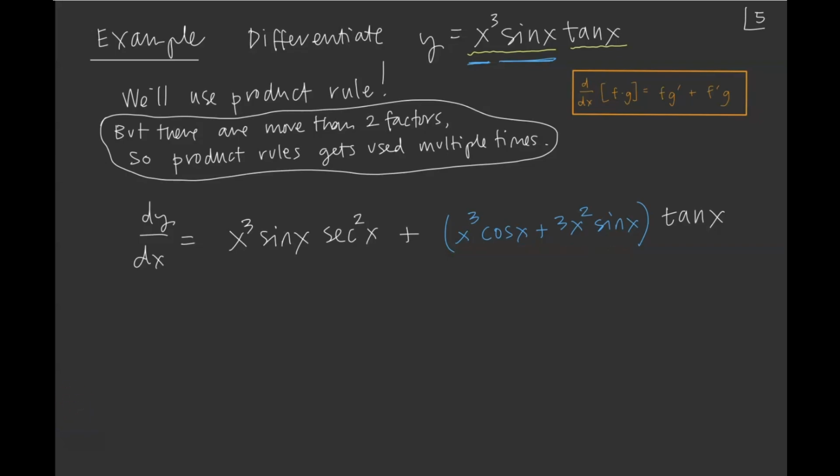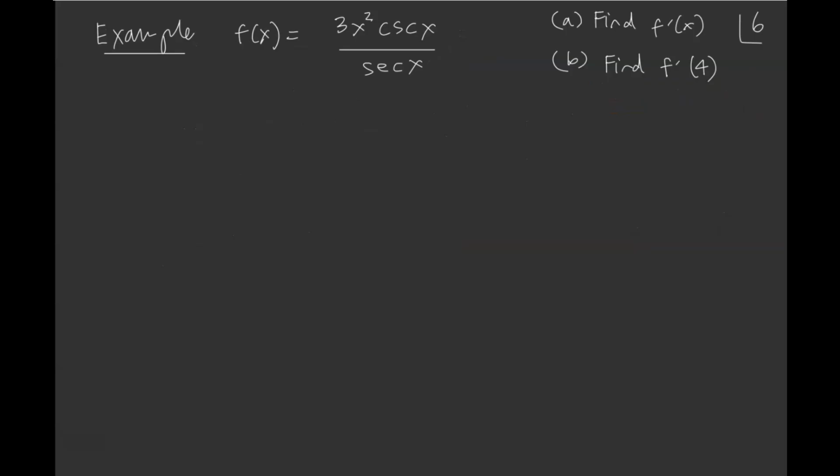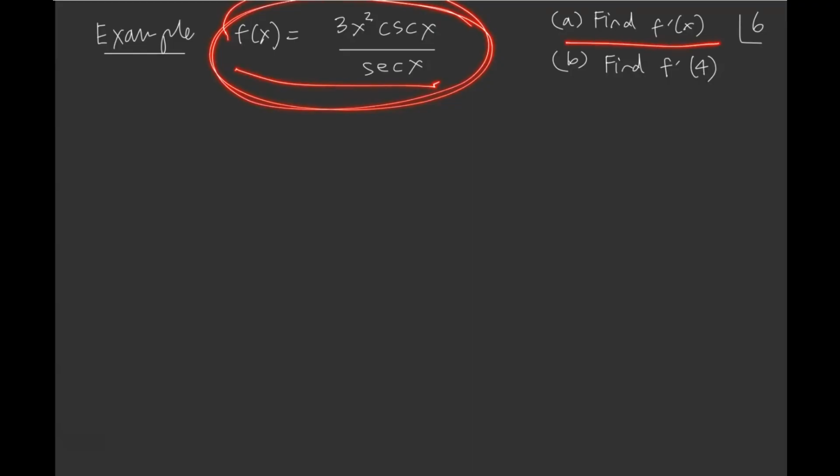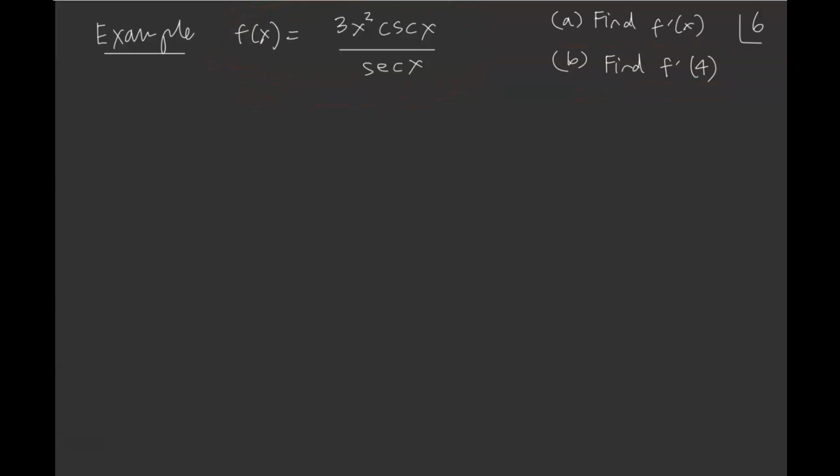All right, let's try another one. This is a good problem because it's throwing together a lot of the different rules that we've been learning. And we have a function and they ask us to find f prime of x, and then later they want us to find f prime of 4. So the derivative evaluated at x equals 4.